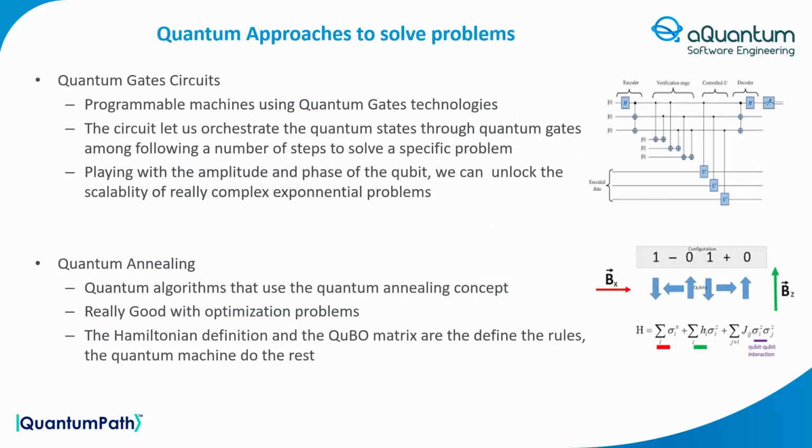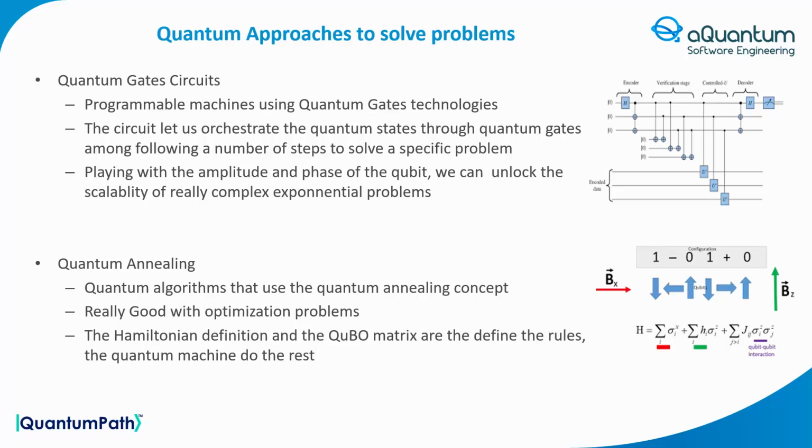The second pill is related to the two types of approaches that we have today to solve problems using quantum technologies. In this webinar, we will focus on agnostic solutions that let us create complex solutions to solve one of each of these specific technologies.